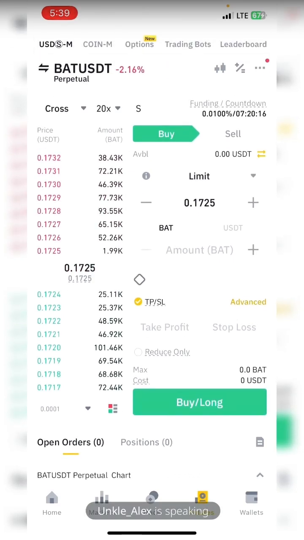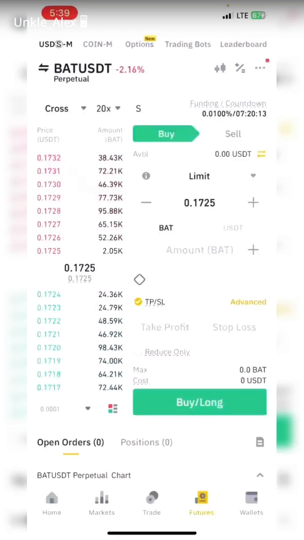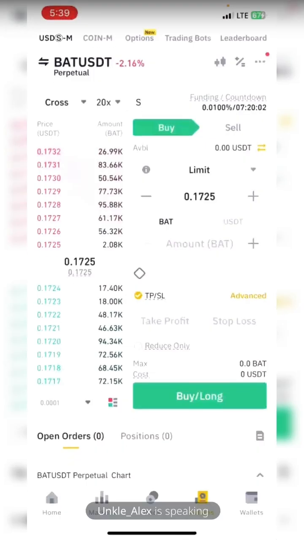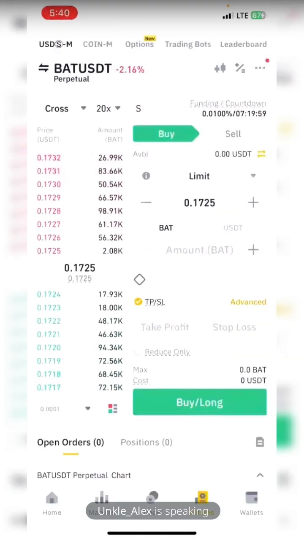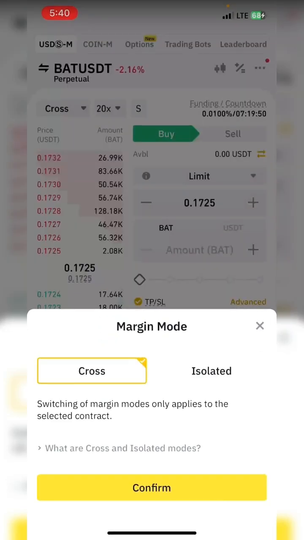While here we have cross. Here under this BAT USDT we have cross. I don't know if you can see it. Now if you select the drop down arrow, you see that there are two options, cross and isolated.